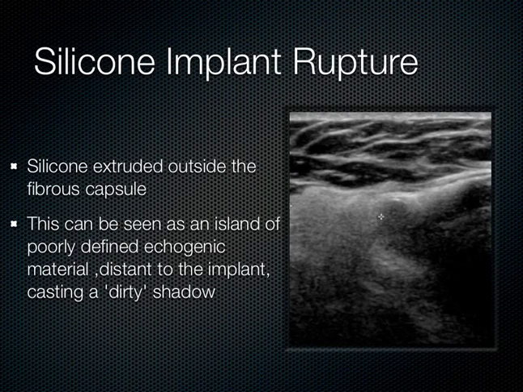Now, when you do have rupture, what happens is the silicone, if it's a silicone implant, extrudes, and you can see it outside. Here's this fibrous capsule coming along here, and then we see it sort of outside. This island is described here as poorly defined echogenic material distant to the implant with a dirty shadow or difficult to demarcate shadow. This is a sign of silicone implant rupture. If it's a saline implant rupture, it just looks like anechoic free fluid seen in different tissue layers.